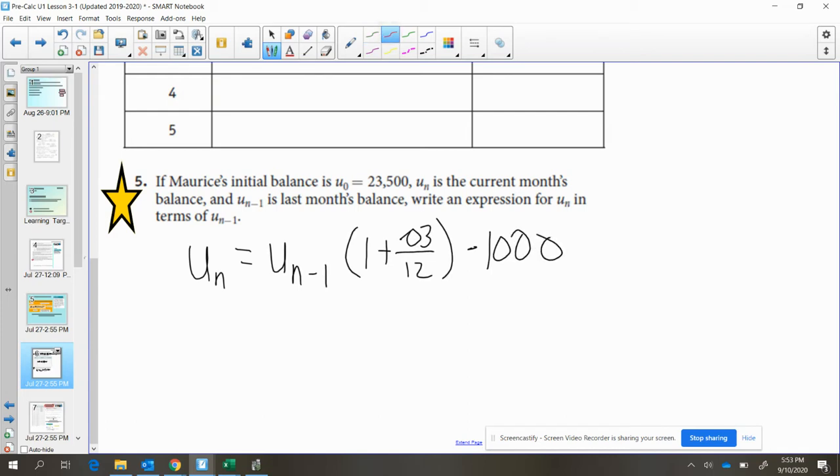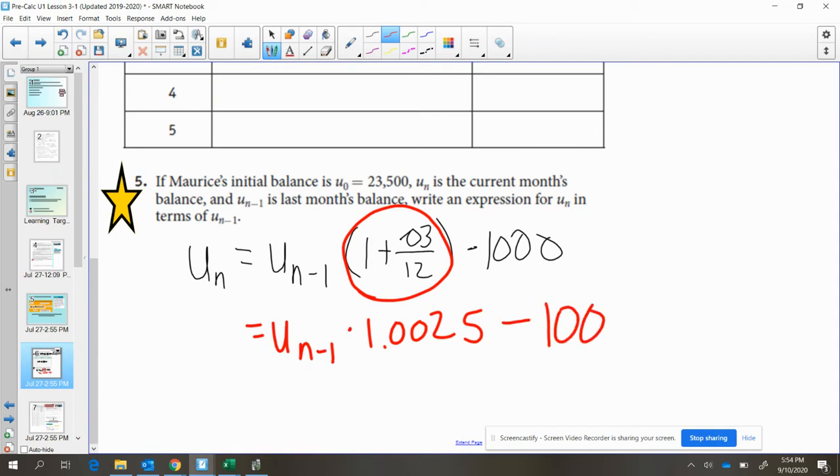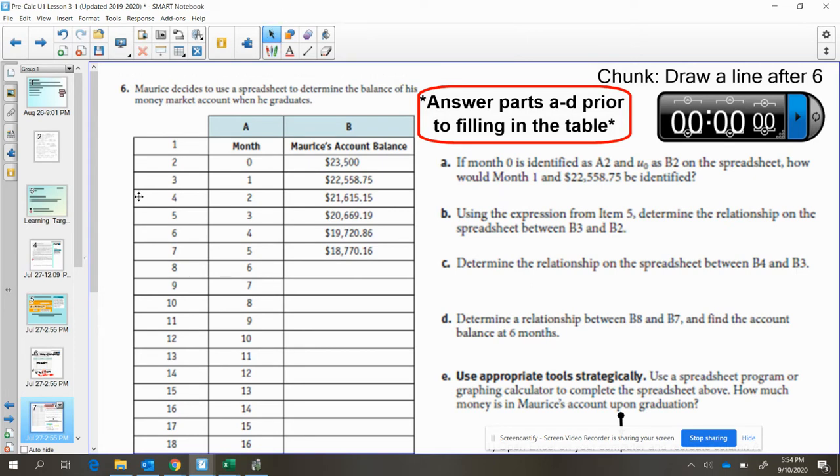Now you also could rewrite this as just 1.0025 to make your life a little bit easier instead of having to type in all those things each time. But essentially, it's the previous month's balance times 1.0025 minus 1,000, right? This is the idea of using a recursive formula because we needed the previous month's balance in order to find our next month's value. Now, the next piece wants us to continue filling out the rest of this chart.